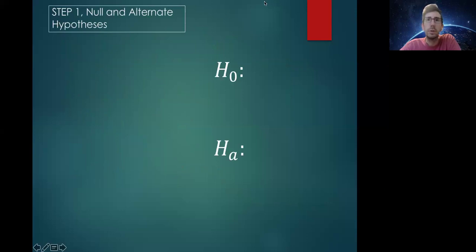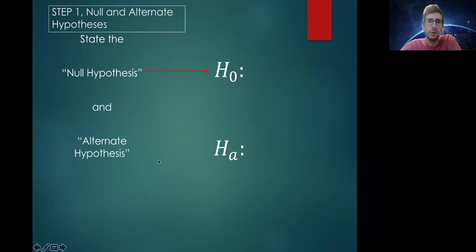So step one is to state your null and alternate hypotheses. So the null hypothesis is denoted with this H sub 0. We call this H naught. And the alternate hypothesis is denoted as this H sub A or HA.